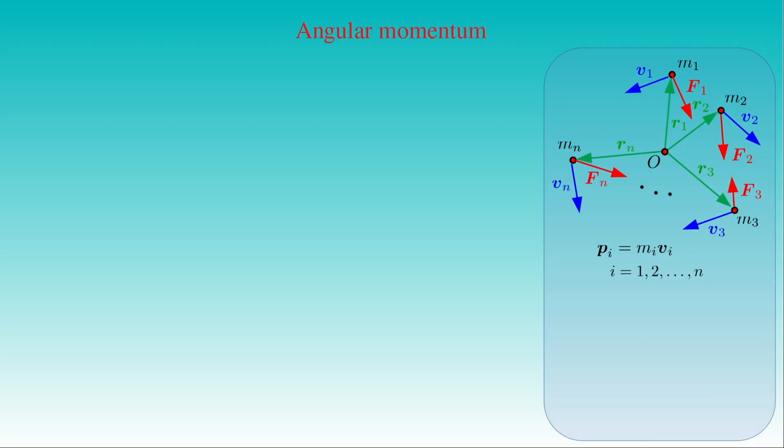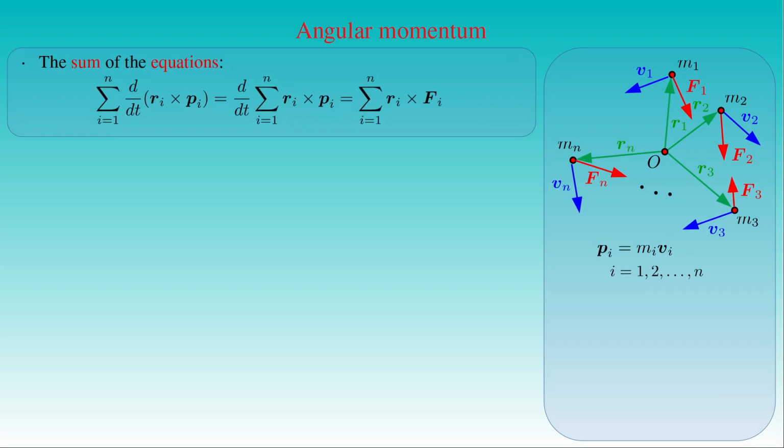Now we can substitute this result into the left-hand side of the sum of the cross products of the position vectors of the point masses with the equations of motion for the system. Then we obtain a new equation stating that the time derivative of the sum of the cross product of the position vector r_i of the point mass m_i and its momentum p_i from i equals 1 to n is equal to the sum of the cross product of the position vector r_i and the external force F_i acting on the point mass m_i from i equals 1 to n.